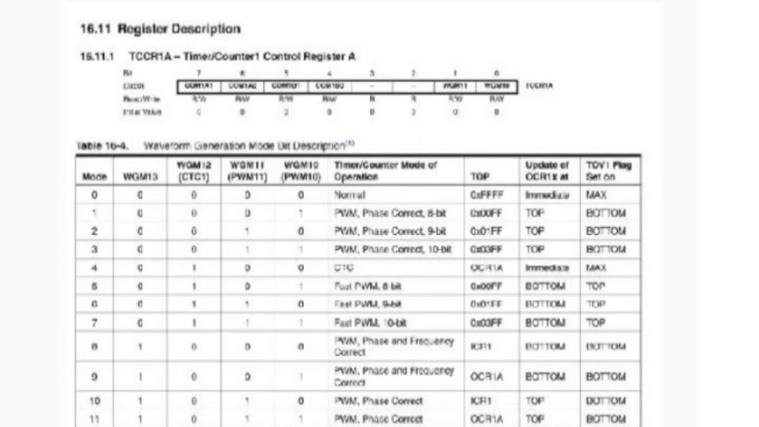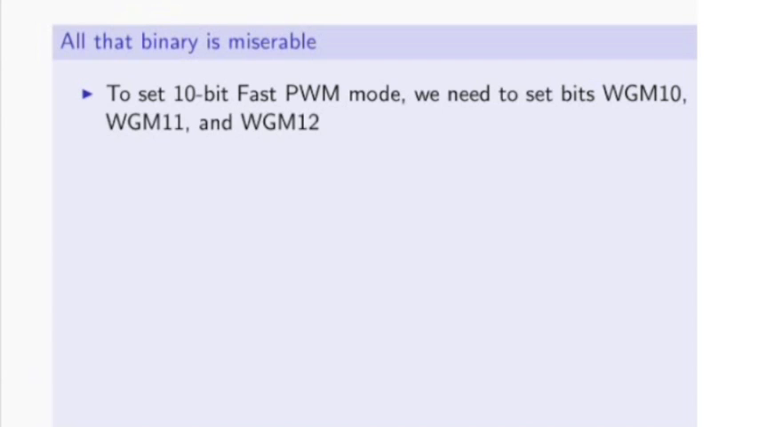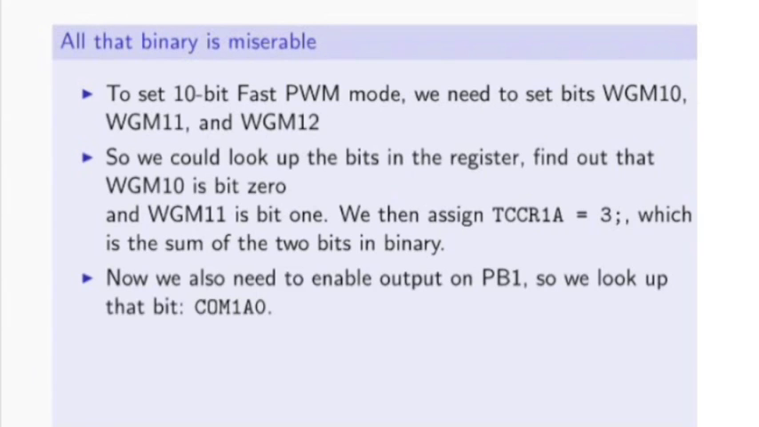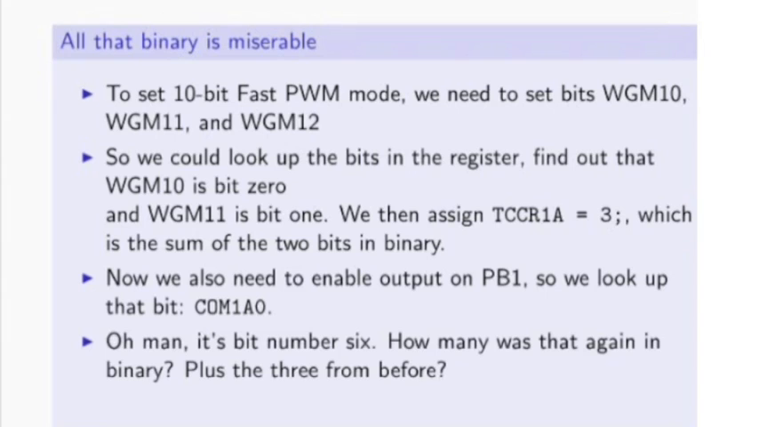Now imagine you're doing this. We need to set these waveform generation bits. 2 of them were the low bits in this register. And so if you know your binary math, the lowest one is worth 1, and the next one over is worth 2, so 1 plus 2 is 3. So we could set it to 3, and that would take care of the waveform bits. But now we need to also set this COM bit, and you look it up in the chart again, and it's bit 6. And you're like, bit 6, what's 6 in binary? Jesus, it's 64, plus 3 from before is 67. This is horrible.